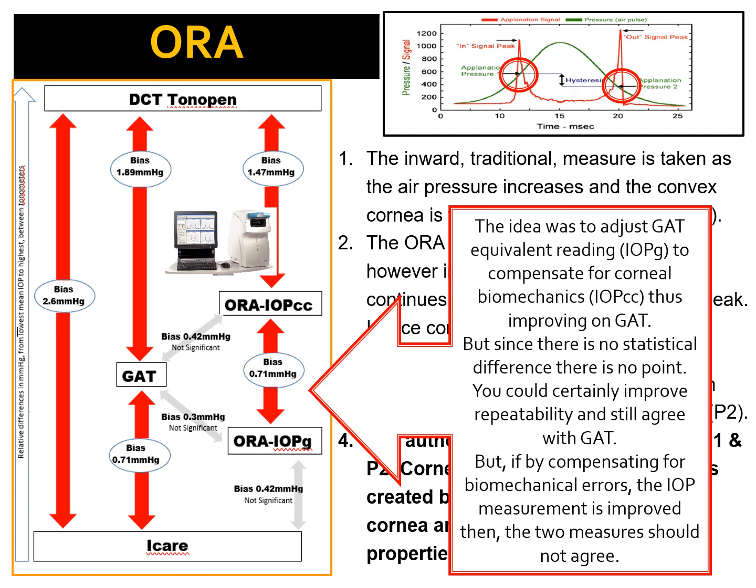They did not want it to disagree with GAT because they feel that GAT's the thing they've got to compare to. So if you're going to have an improvement on GAT, one could argue it should differ from GAT. Well, it doesn't. So if by compensating for biomechanical errors, the IOP measurement is improved, then the two measures should really not agree. And if they do agree, then there's frankly no point spending like £6,000 or £7,000 or £8,000 on a machine that doesn't differ from GAT. That's my opinion. Luce and Taylor will have a different argument.